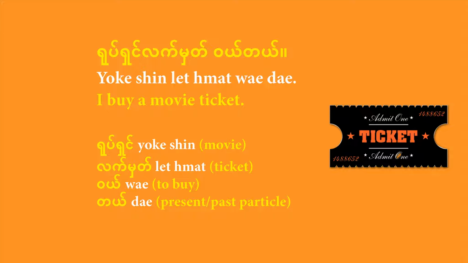The word for movie is Yoke. The word for ticket is lethmal. Put it together. The word for movie ticket is Yoke lethmal. One more time, Yoke lethmal. And the verb to buy is wear. So, to say buy a movie ticket, you'll say Yoke lethmal wear. One more time, Yoke lethmal wear.